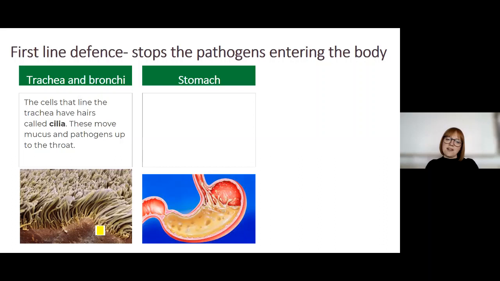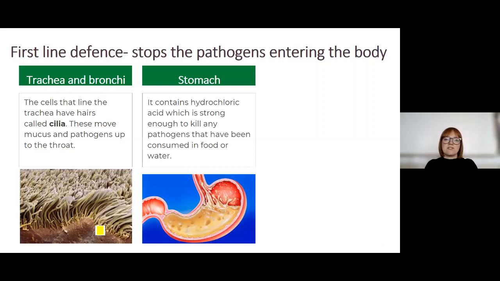Now, if we eat something that has bacteria on it or has pathogens on it, then our stomach has ways to try and kill those pathogens. As we can see from the diagram here, it contains an acid, a hydrochloric acid. Hydrochloric acid is very strong, strong enough to kill any pathogens that have been consumed in food, or if we link the two together, that have been caught up in the mucus that has now been swallowed into the stomach.